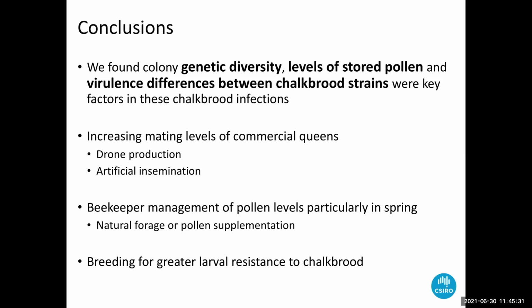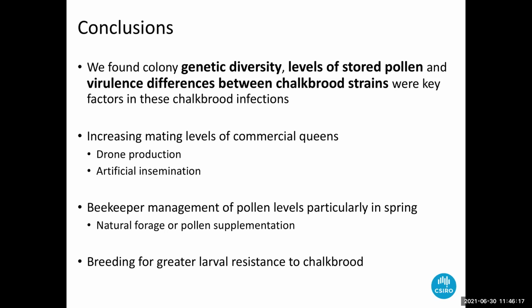So what does this mean for beekeepers? Well, some practical actions that are likely to help reduce the incidence and severity of chalkbrood are to increase queen mating levels and boost pollen levels, particularly in spring. Now, improving mating levels is largely in the domain of queen breeders, and it's for them to adopt strategies that really maximize mating levels. A key part of this is likely to have greater focus on drone production and retention in hives. There's also an opportunity for greater adoption of artificial insemination as a way to ensure higher queen mating levels.